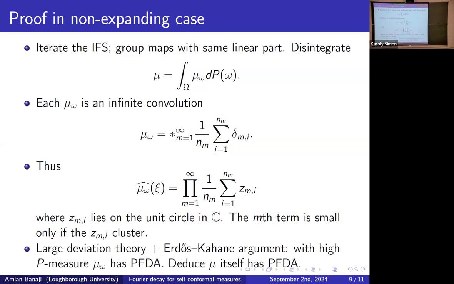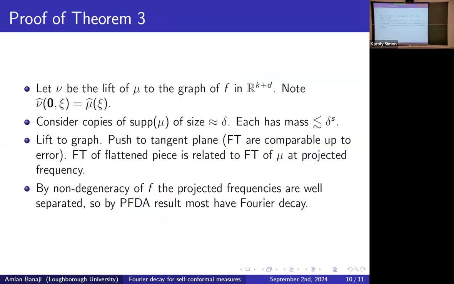And the large deviation theory on this disintegration, together with an argument of Erdős-Kahane, says that with high probability, each of these measures in the disintegration will have this polynomial Fourier decay on average property. And one can use this to deduce that the measure mu itself has polynomial Fourier decay on average. And then to go from this to the push-forward result, what we basically do, it's very brief, is look at the measure, lift the measure to the graph of your function, and then break it into pieces, and show that most of those pieces will result in polynomial Fourier decay.